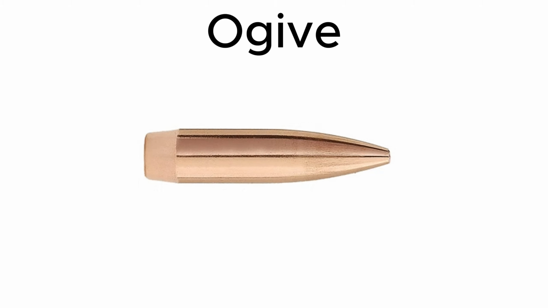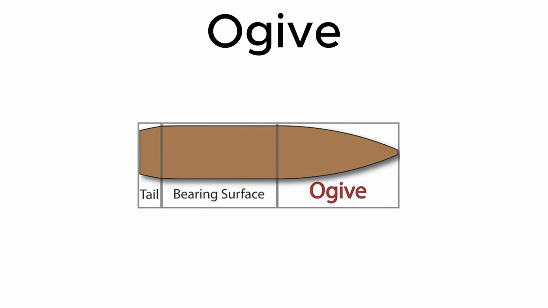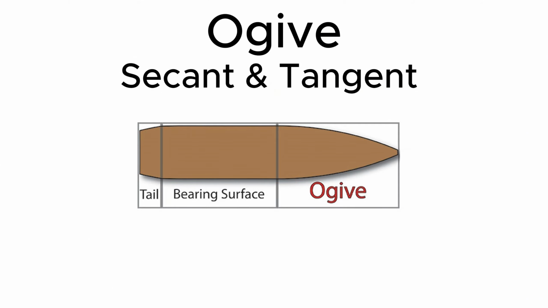The ogive of the bullet is the curved portion of the bullet between the tip and the full diameter body or the bearing surface of the bullet. Bullet ogive influences ballistic coefficient, drag characteristics, and seating depth sensitivity. The two most common types of ogive profiles are secant and tangent ogives.